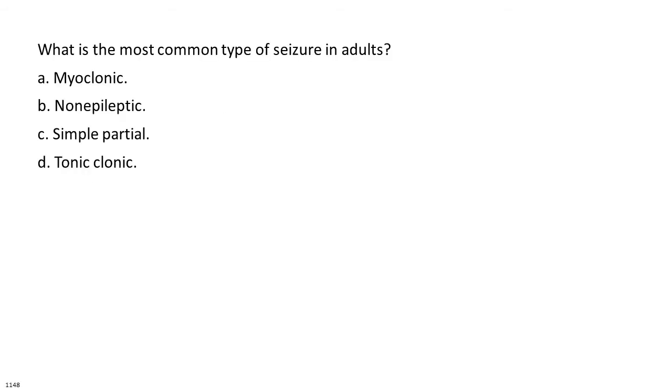What is the most common type of seizure in adults? A. Myoclonic. B. Nonvoleptic. C. Simple partial. D. Tonic-clonic.